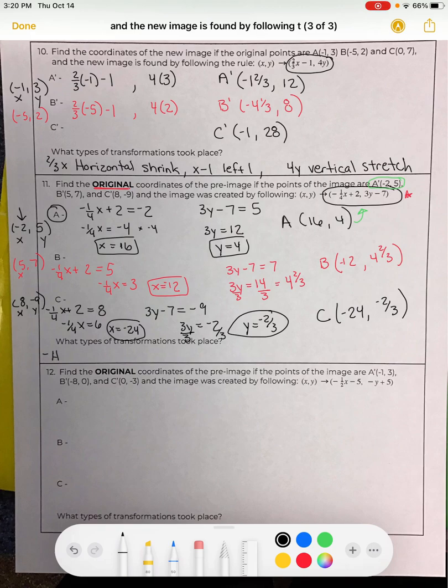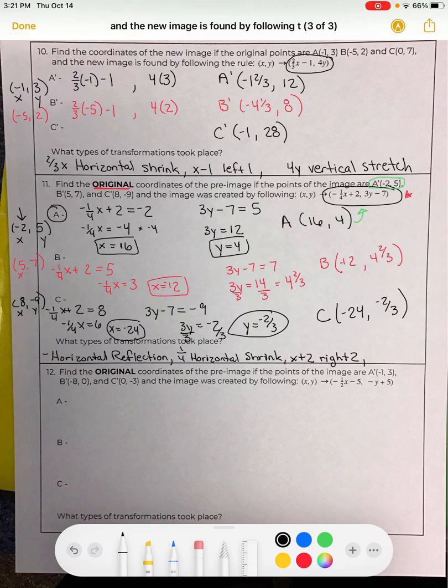So we start with a negative sign, so I'm going to say that was a horizontal reflection. Then, I'm going to put a comma, then you see the 1/4. 1/4 means horizontal shrink. Again, reading these from left to right. Then we have x plus 2, which means it moved right 2.